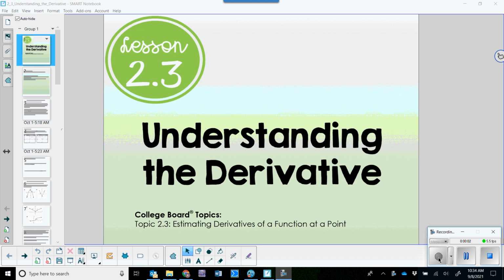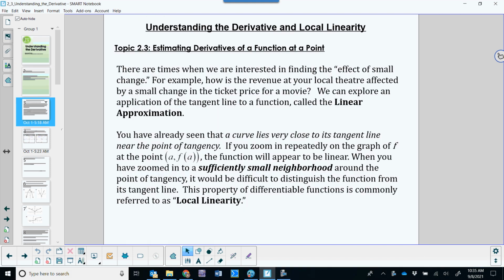So this is our video for lesson 2.3, understanding the derivative. There will be something here you're going to want to have your calculator for, so if you'll grab your calculator, you can pause right now, but just go ahead and turn it on and get it on a graphing page, so when we need it here in a minute, you'll be able to graph with me.